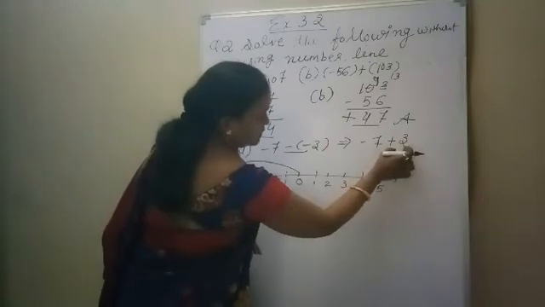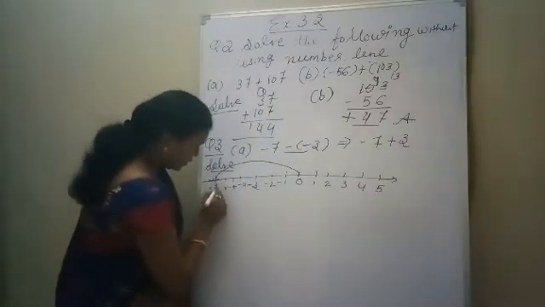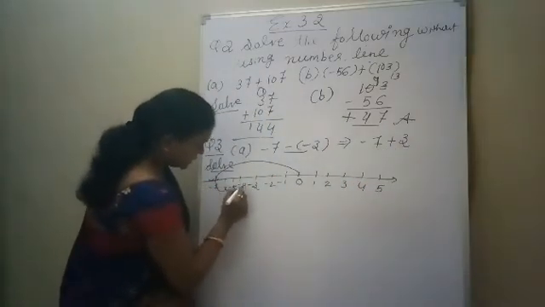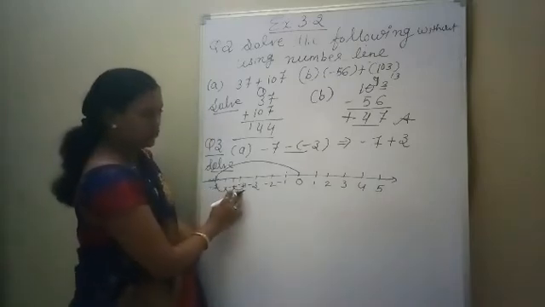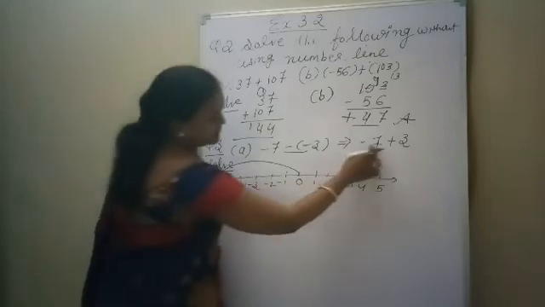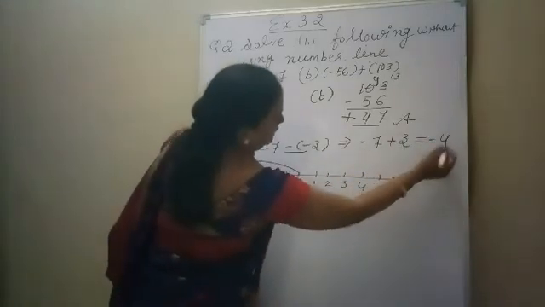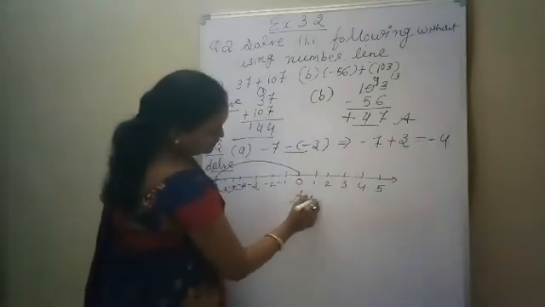Minus and minus, plus of 3. So we go through 3 places to the right, from minus 7 to minus 4. So minus 7 plus 3, our answer will be minus 4.